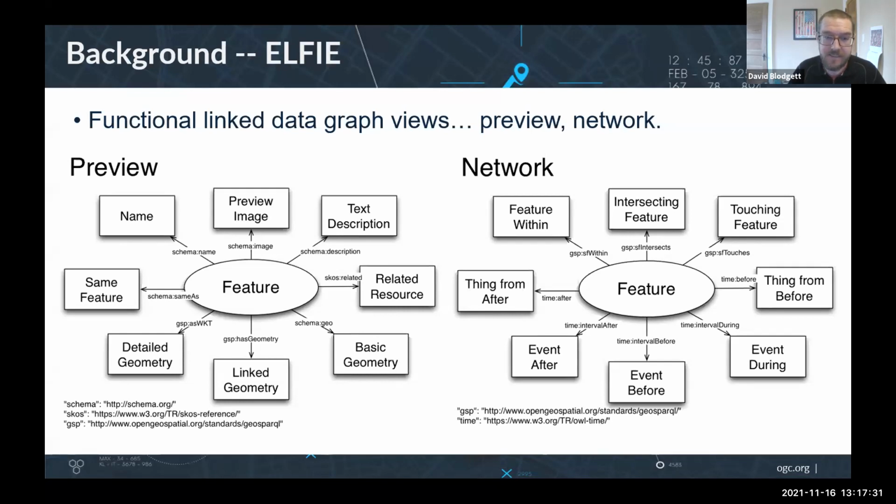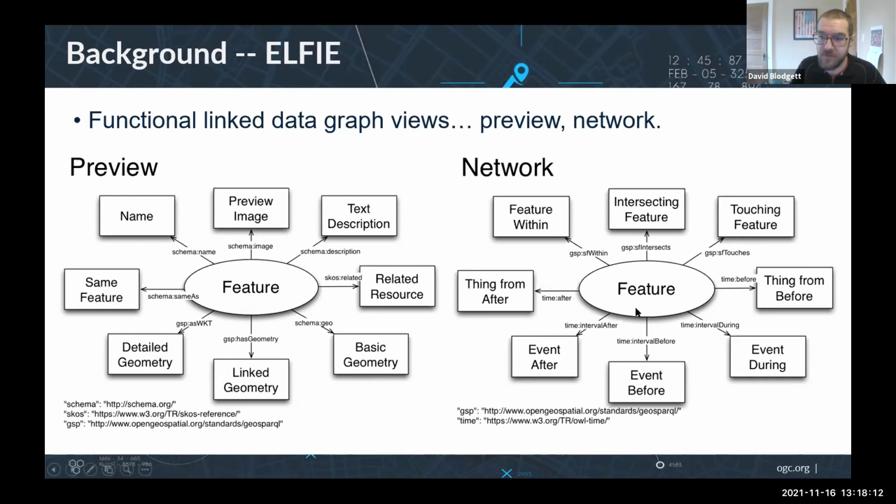So one role is this idea of a preview, right? Just let me know what it is, where it is, what it looks like, basic information about it. The other is, how does it relate to the rest of the world? This idea of a network. And so these are two functionally defined views of the graph, the knowledge graph that we might catalog about an environmental feature. And we really could do this for any environmental feature or monitoring feature or anything really. Tell me what it is, tell me where it is, and then tell me how it relates to the things around it.